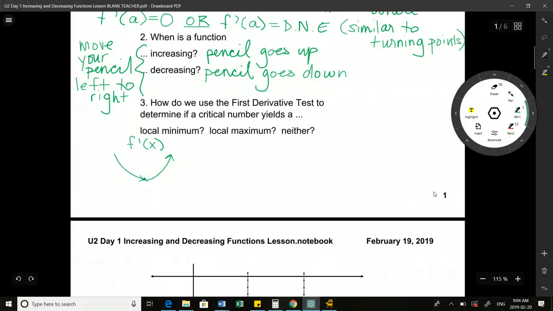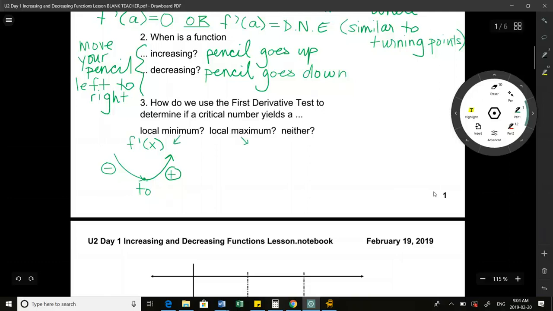If it's a local min, though, I'm going to see that my derivative goes from negative to positive, right? Because that tells me that the original function was decreasing, has negative tangents, and then it has positive tangents, right? So I'd be looking to see if my derivative goes from negative to positive. That would tell me that I have a local min.